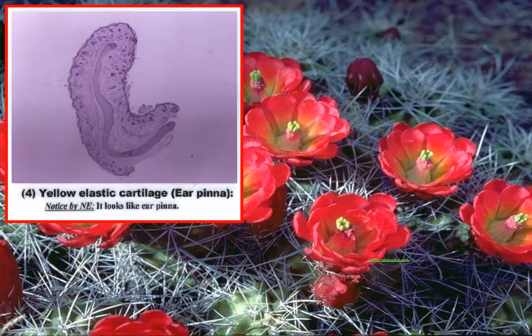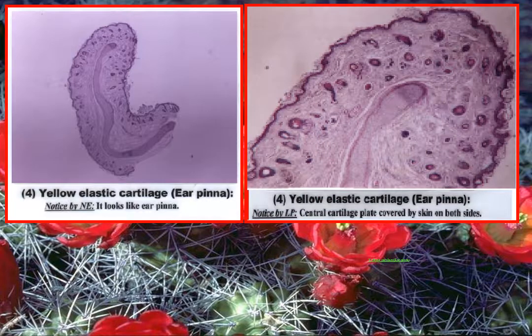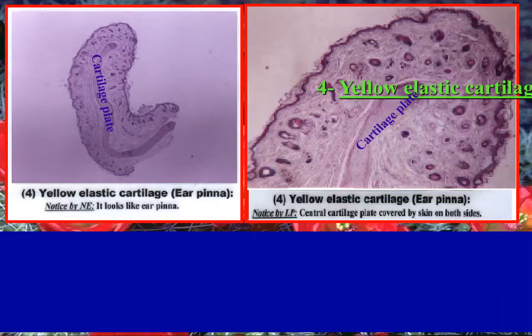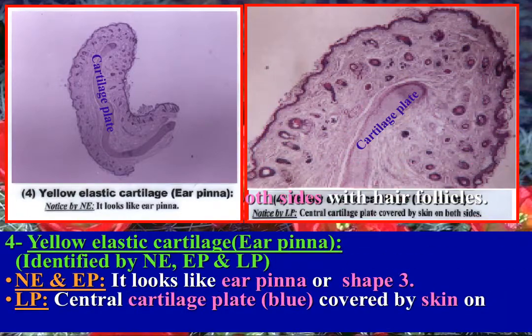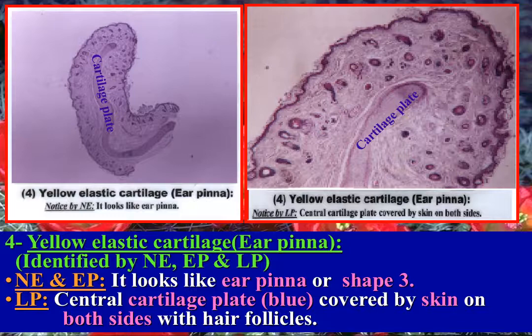Yellow elastic cartilage, an example, ear pinna. It consists of a central plate of cartilage with abundant elastic fibers in the matrix, covered by thin skin from both sides.